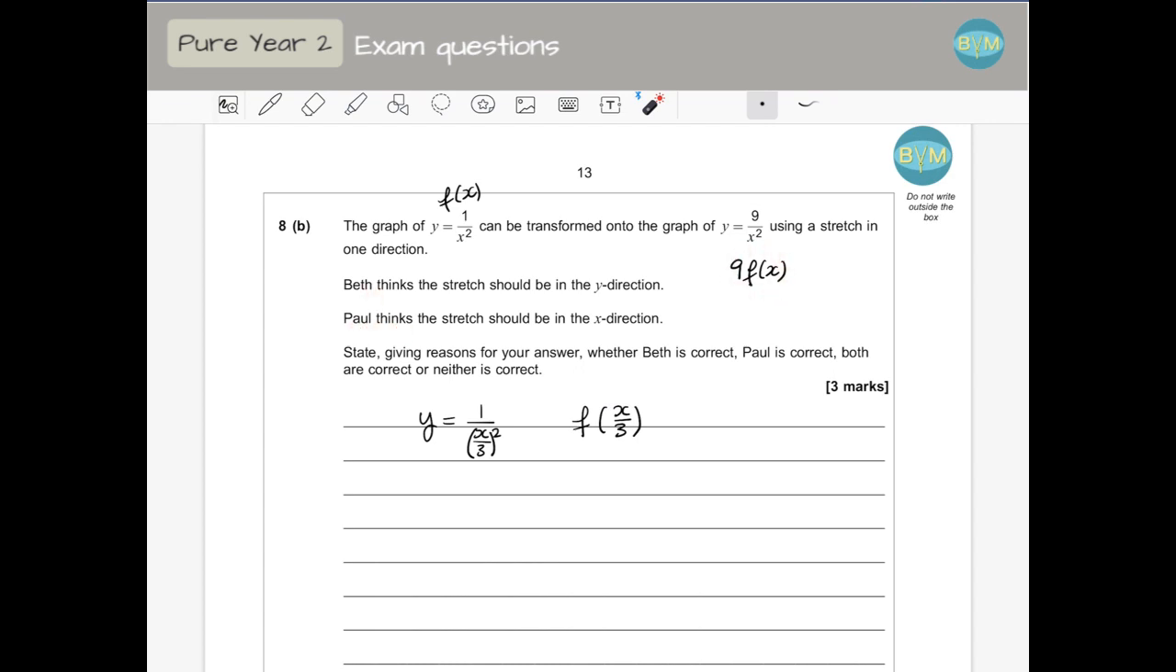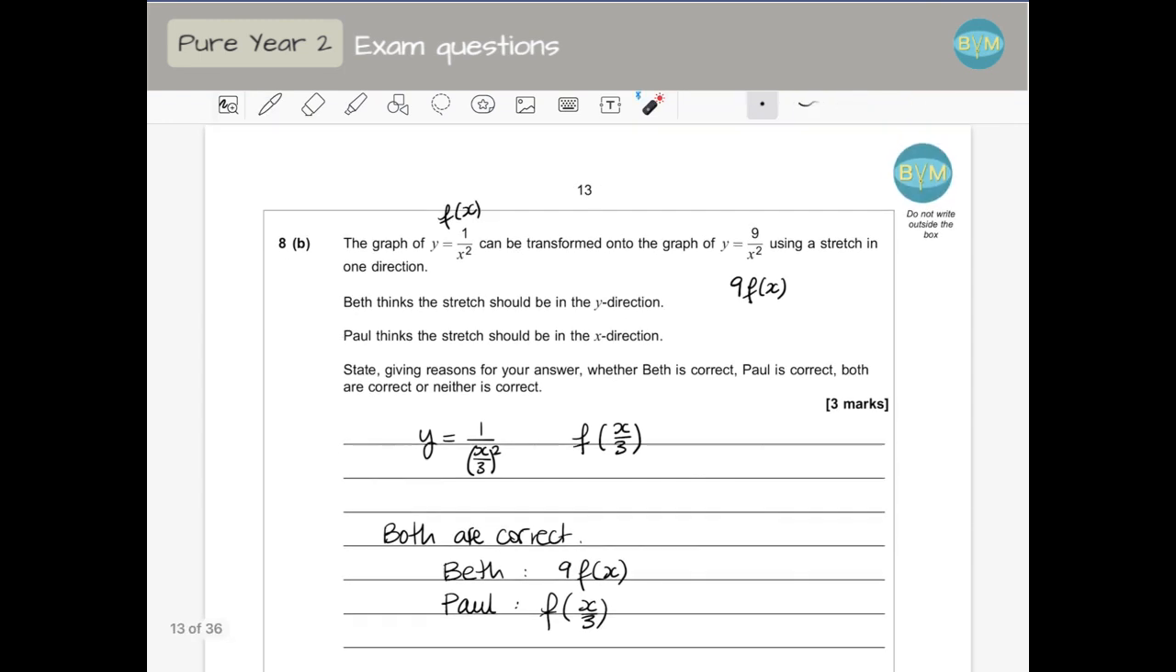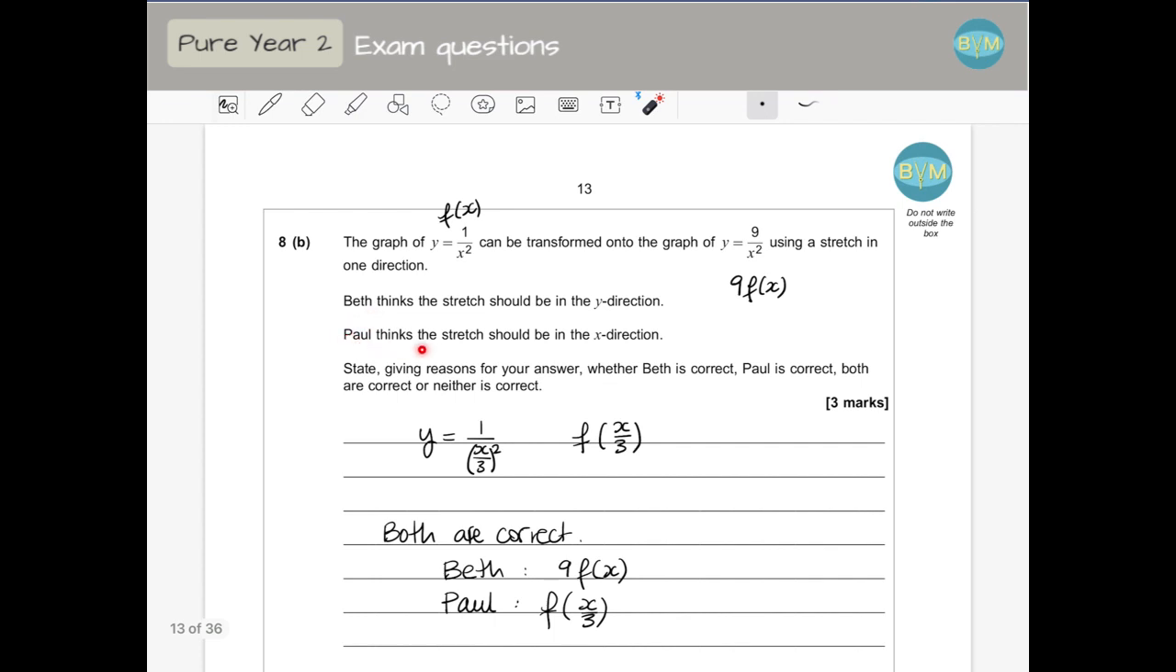So this is what Paul is saying. This is what Beth is saying. So both of them are correct. I would say both are correct. Beth is doing 9f(x), while Paul is doing f of x divided by 3. I think it's a bit of a tricky question because maybe you don't realize this bit. And that's all with this question.